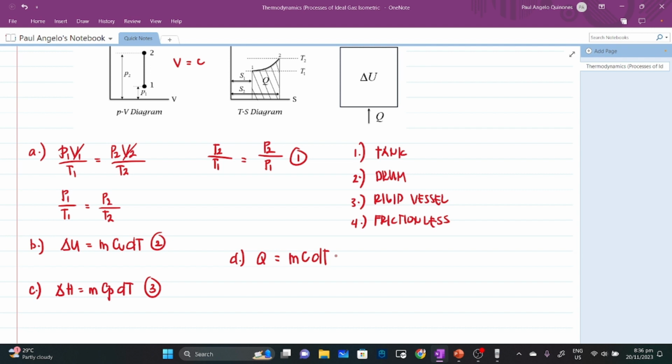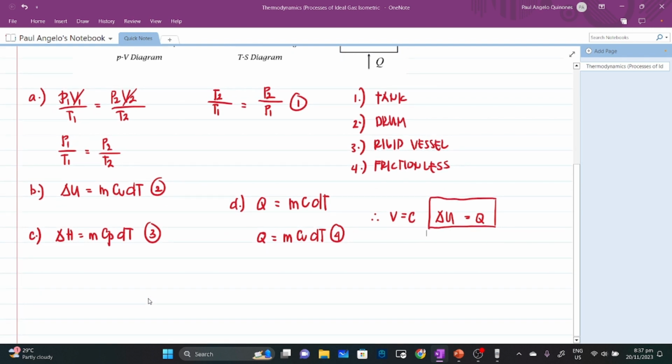Okay? So in this case, it undergoes a constant volume process. Therefore, we can say that Q is equal to m Cv dT. But as you can notice, equation number 4 and equation number 2 are the same, leading us to the conclusion that during an isometric process, delta U is equal to Q. So don't forget this one. Delta U is equal to Q.